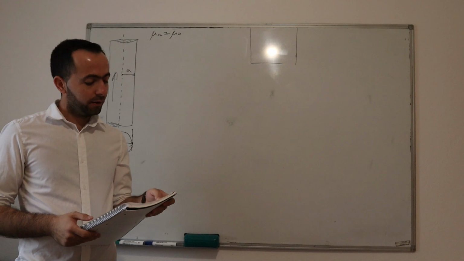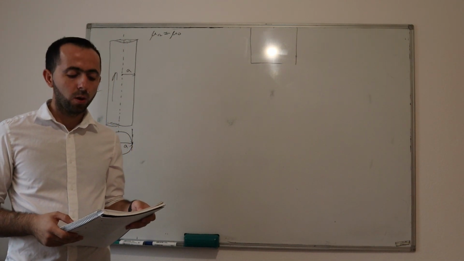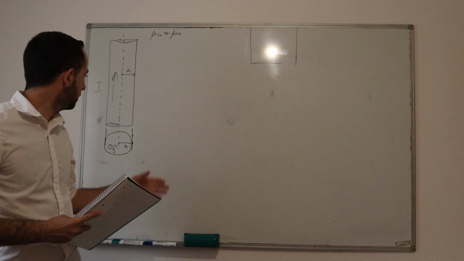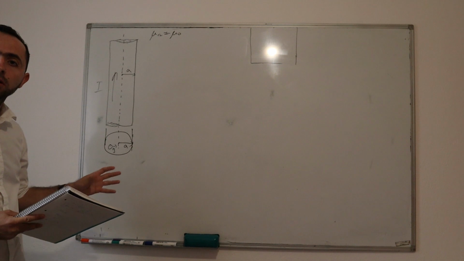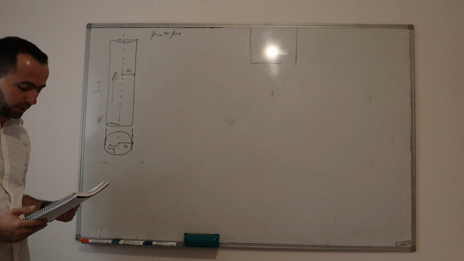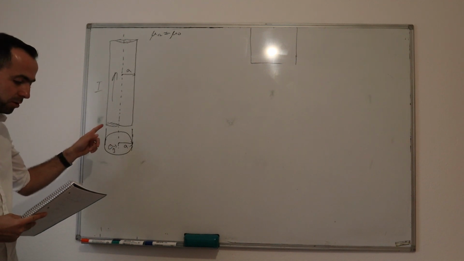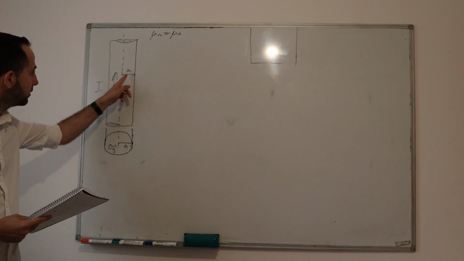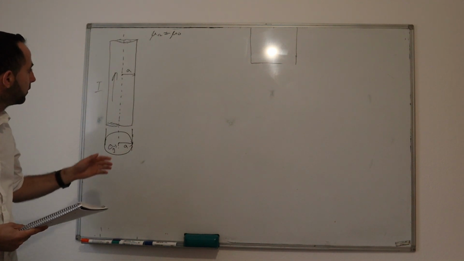The text of our next task is as follows. Inside an infinitely long conductor shown in the picture here, where the magnetic permeability of this conductor is approximately the same as the magnetic permeability of air, with a circular cross section with radius A, a constant current flows.